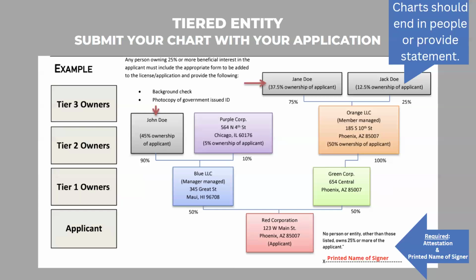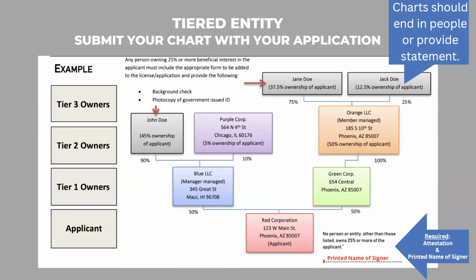Alrighty, tiered entities. So these are not required for all applicants. A tiered entity is a company that is owned by a trust, another corporation, or an LLC. If you are a tiered entity, you'll be required to create a chart similar to the one shown on the slide. It shows the flow of ownership, so where the ownership lies and the responsible party for the applicant. Any person or entity owning 25% or more would be listed on the chart.